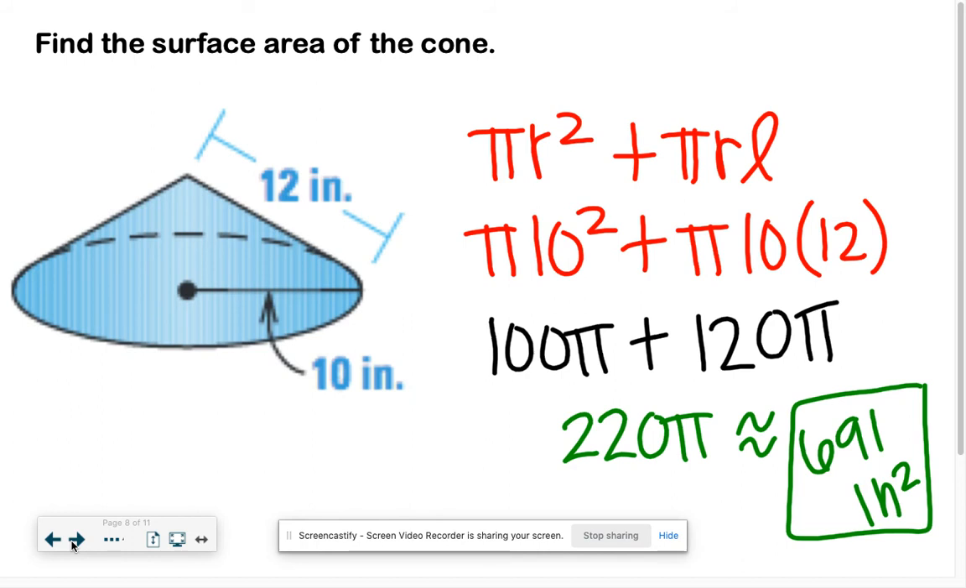Okay, you guys start the next one, and then we'll compare answers. Plug into your formula. Let's see if we get the same thing on the third example. We got 691 point something. Around the nearest whole number, I think 691, right? Okay, you guys plug into the third example. We'll compare.